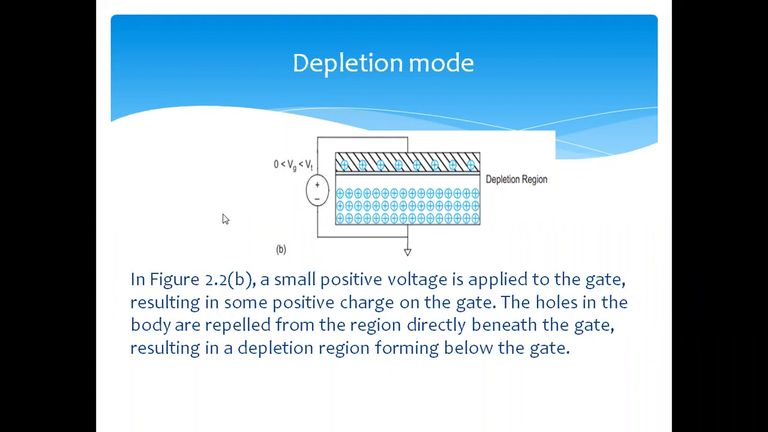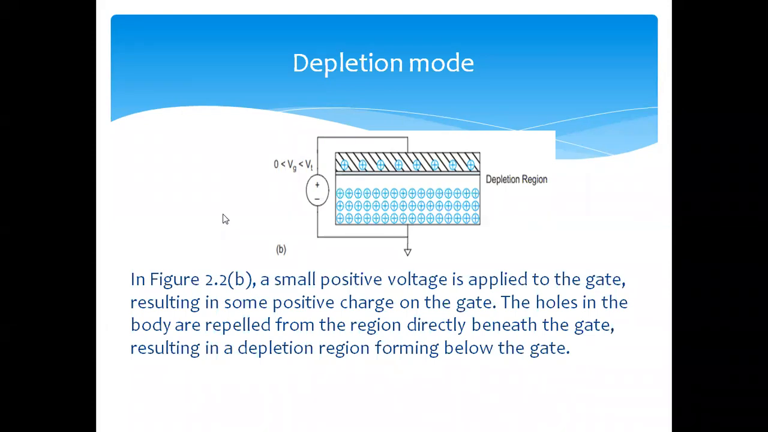So now on the gate you have a positive charge. The holes in the body are repelled from the region directly beneath the gate, as it's now positively charged. The holes are no more attracted towards that gate terminal. Now the gate will repel those holes away from the gate, right? That forms the depletion region below the gate terminal.